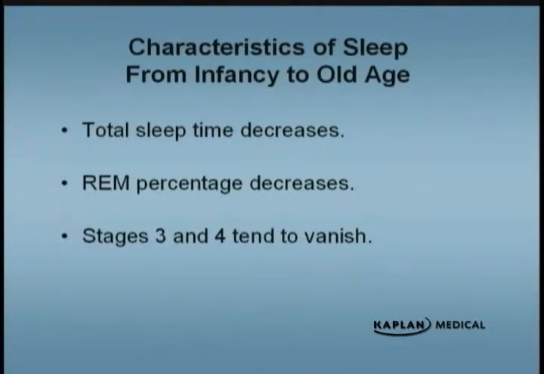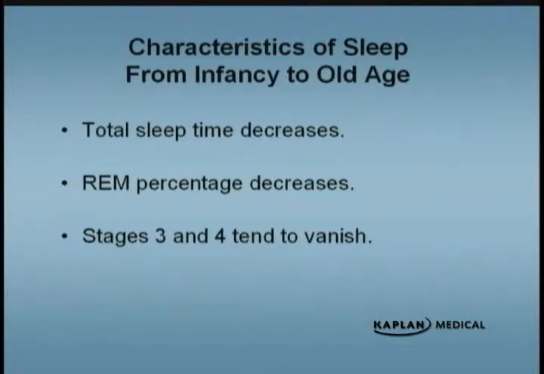Now, as we get older, certain things happen to us. And the bottom line is that everything tends to decrease. When we talk about total sleep time, that tends to decrease. The baby sleeps about 16 hours a night. Adolescents sleep 8 to 10 hours a night. The average adult spends 6 to 8 hours a night. And the average elderly spends about 6 hours a night sleeping. So the overall trend is a reduction in total sleep time.